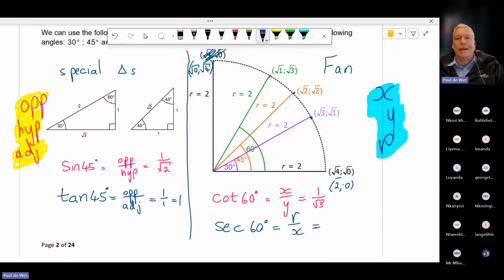And so what will it be for 60 degrees? Here's 60 degrees. R over x, what will it be? Two over 1, well done. It will be 2 over the square root of 1. The square root of 1 is just 1. It will be 2 over 1. It will be 2.